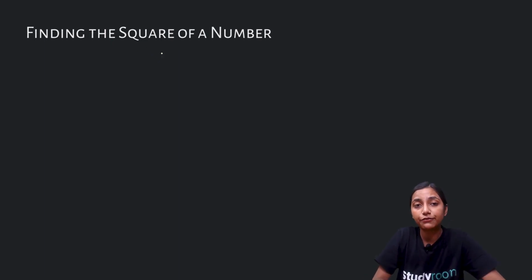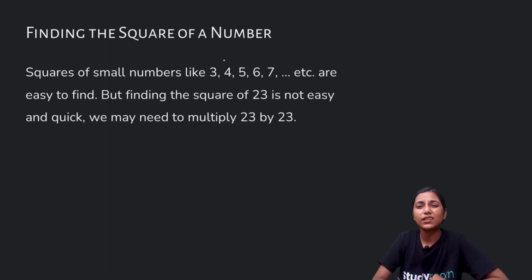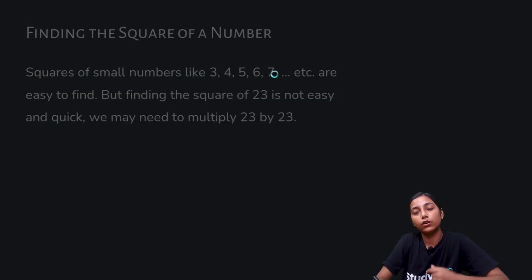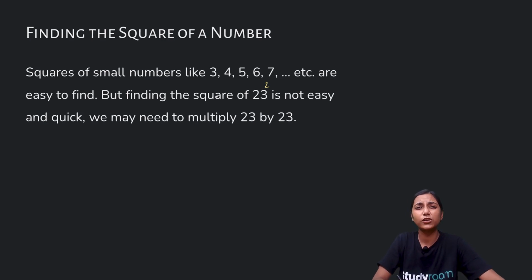Now the next one is important, finding the square of a number. Squares of small numbers like 3, 4, 5, 6, 7 and so on can be easily calculated. But finding the square of 23 is not easy and quick. How are we going to find the square of 23? We have to multiply 23 by 23. That is going to be a cumbersome process, not very easy and quick, unlike finding the squares of small numbers like 3, 4, 5, 6, 7.